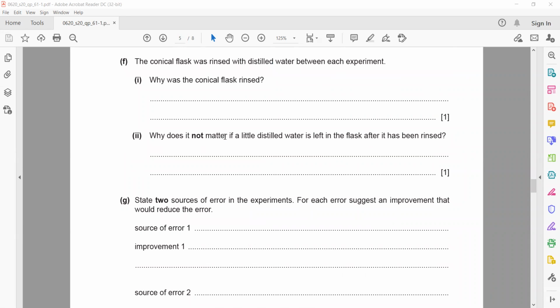The conical flask was rinsed with distilled water between each experiment. Why was the conical flask rinsed? Mainly the purpose of rinsing the conical flask is to remove any residue which is left from the previous experiment.